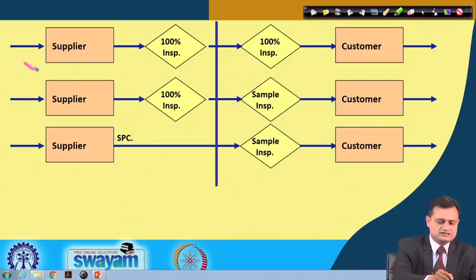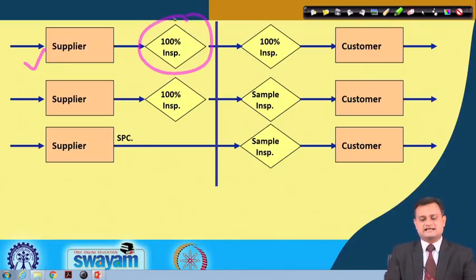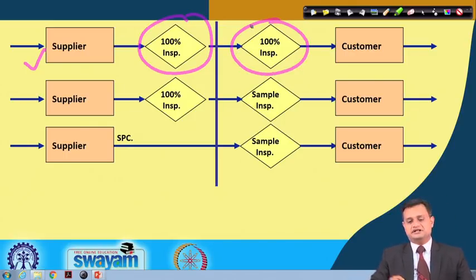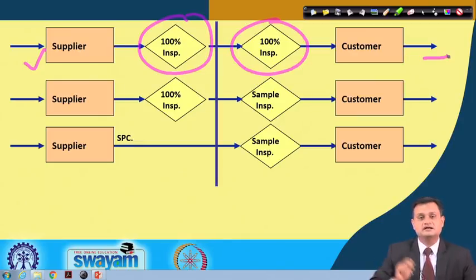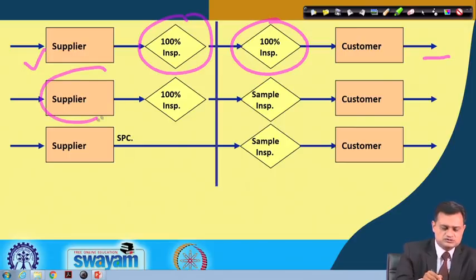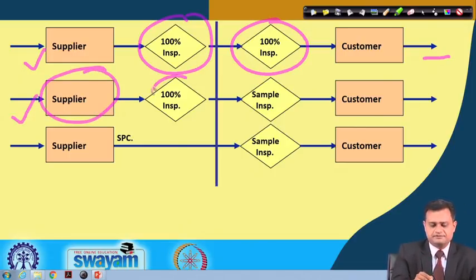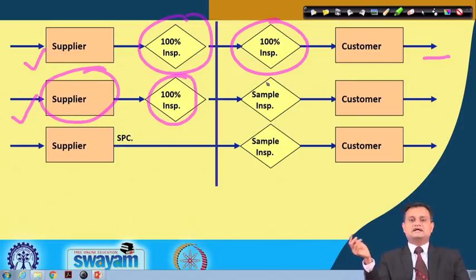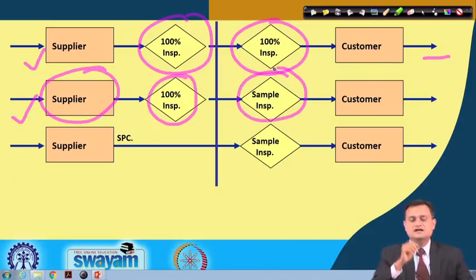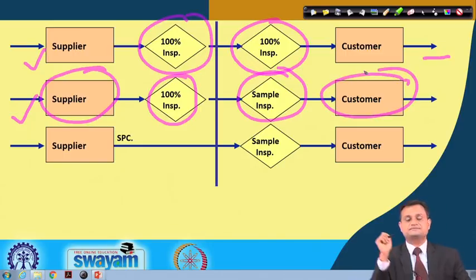Let us say I have a supplier and 100% inspection is taking place at the supplier's end, and then again I am taking the 100% inspection of the incoming material and then it goes to the customer. So this is situation 1. Now let us say the supplier has produced, situation 2, 100% inspection is taking place. The supplier is giving the certificate that 100% inspection is taking place. I am just doing the sampling inspection and then it goes to my customers.